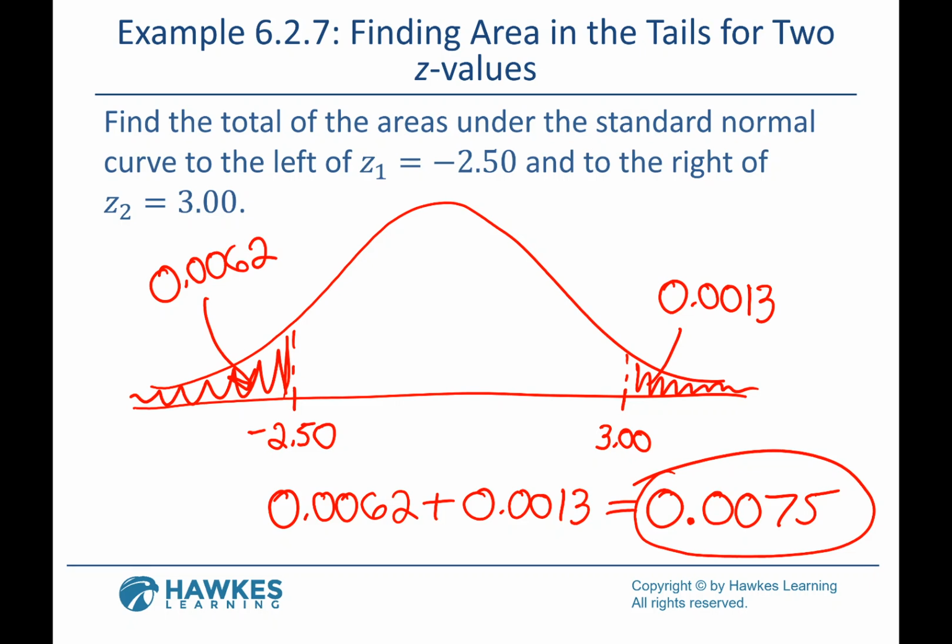Questions on that one? That's our 4 types. The area to the left, we just look it up. Area to the right, complement rule or look up the opposite. Area between, look them both up and subtract. Answer has to be positive.